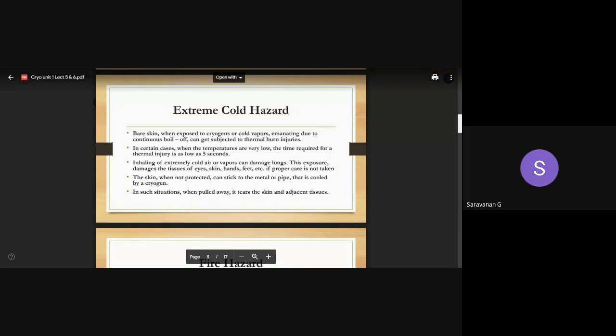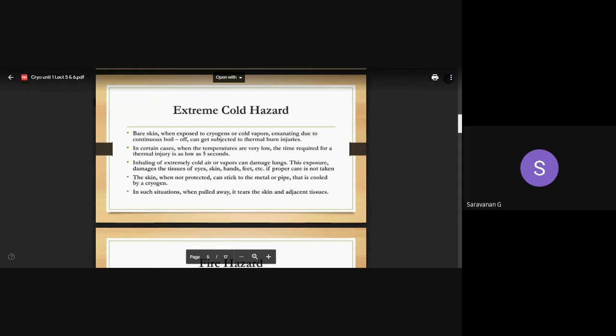Obviously, as you know, cryogenic fluids operate at extremely low temperatures, very, very cold. Whenever these cryogens are exposed to bare skin, without any protective systems, the cold vapors emanating from the continuous boil off cause thermal burn injuries. Very cold temperature causes thermal burn injuries. That is the first hazard.